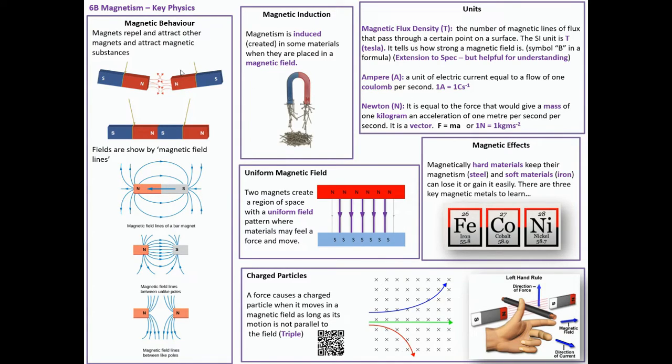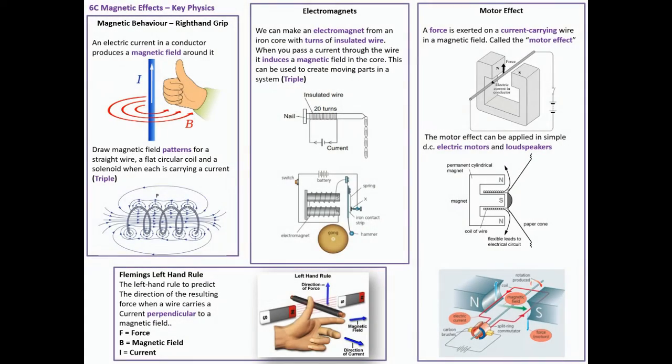So there you go. That's the introduction to magnetism 6B. So this is the iGCSE topic introduction to magnetic effects. So what have we got? Well, we've got the right hand grip rule for magnetic behavior. So there's your right hand, has to be right hand.